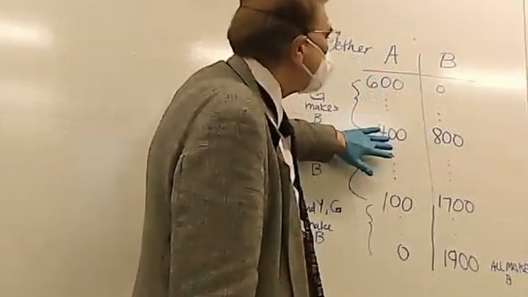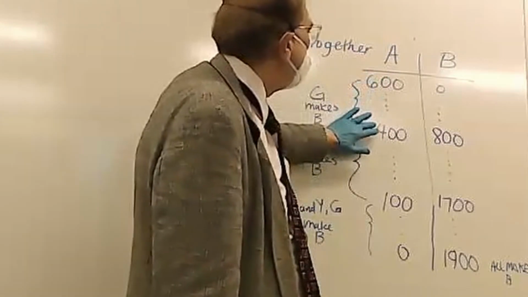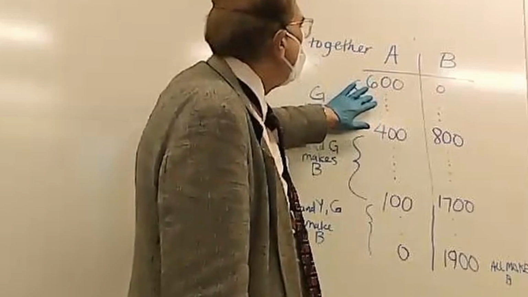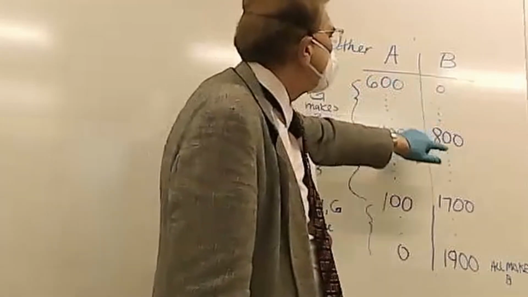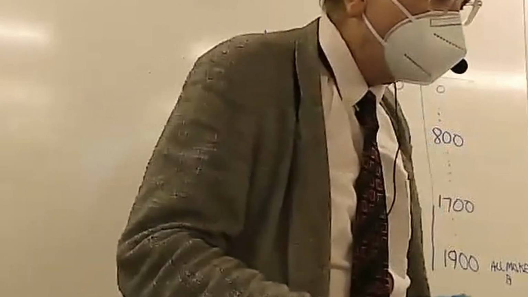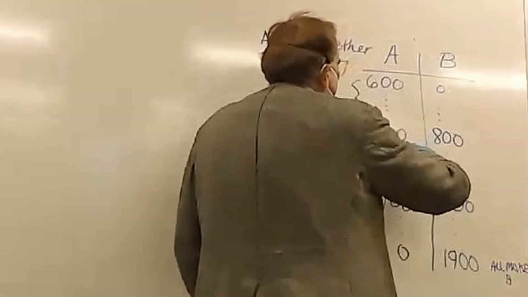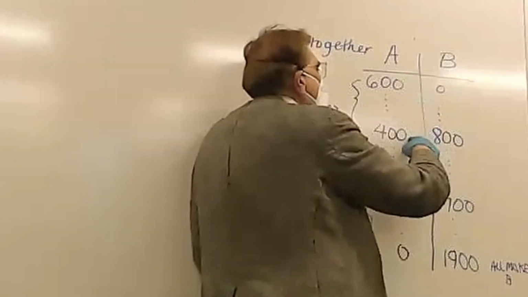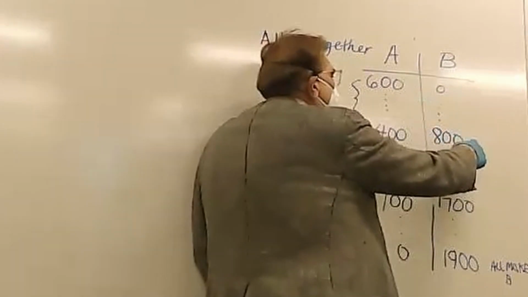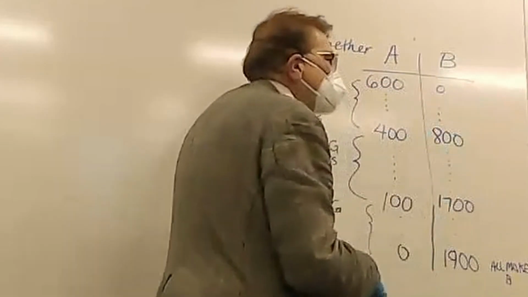There are individual numbers here that I'm skipping over, but the point is, if you have green make B, the most that green can make is 800B, right? But then you lose the 200 A's that green could have made. So one place on your table that you're going to end up with is 400 A's and 800 B's, where green's making B, but the other two are still making A.